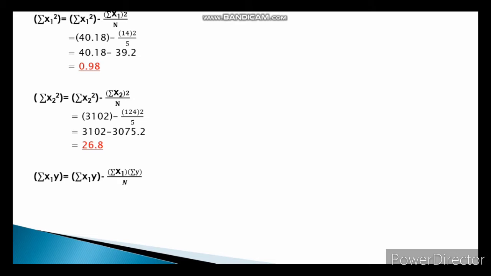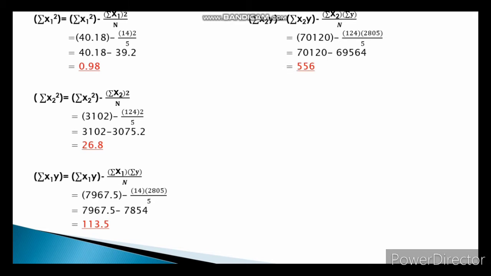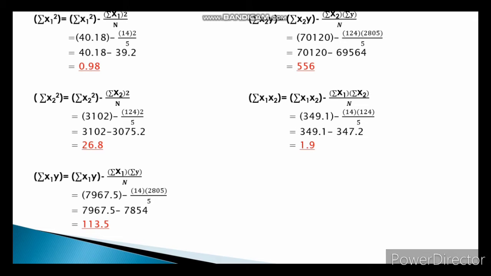Para naman sa summation of x sub 1y, isa-substitute lang natin ulit yung mga nakuha natin kaninang sagot. So, 7,167.5 minus 7,854 is equal to 113.5. Summation of x sub 2y, substitute lang natin. Ang makuha nating sagot is 556. So, sa summation of x sub 1, x sub 2 naman, substitute natin ulit. Ang makuha natin sagot is 1.9.